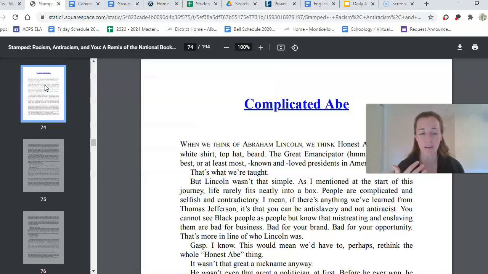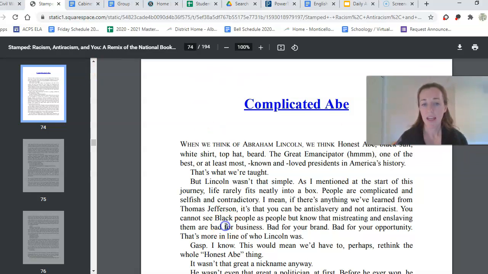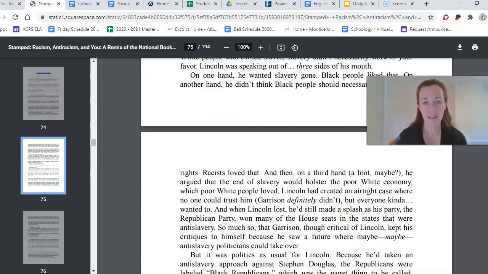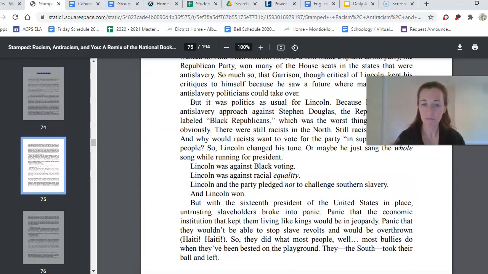And chapter 13, page 74 is really about Abraham Lincoln. So I wanted to pause for a moment and point out some things that we can see about Lincoln in this text. All right, so Kendi and Reynolds write: Lincoln was against black voting, and Lincoln was against racial equality. Lincoln and the party pledged not to challenge Southern slavery, and Lincoln won the presidency. So you can see already, it's not as simple as the North being anti-slavery, and so was Lincoln, and they were going to keep that promise no matter what. It was always about politics as well.